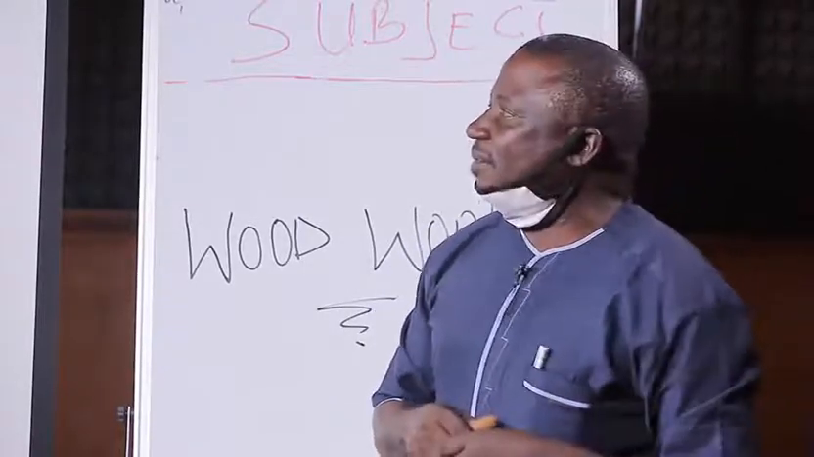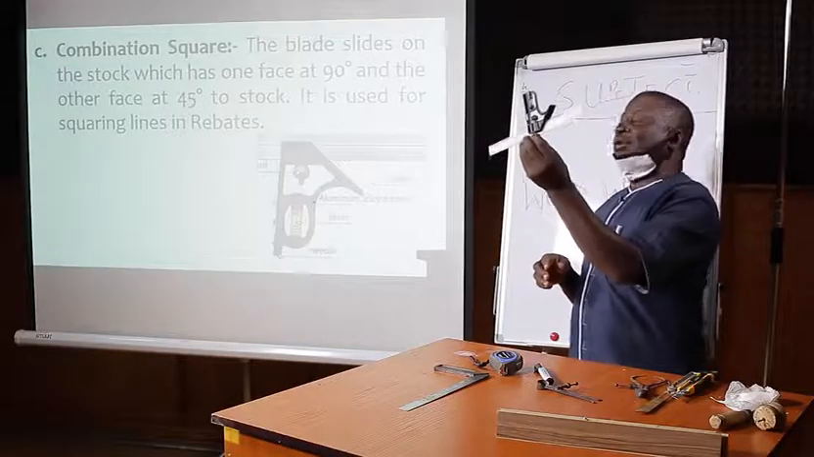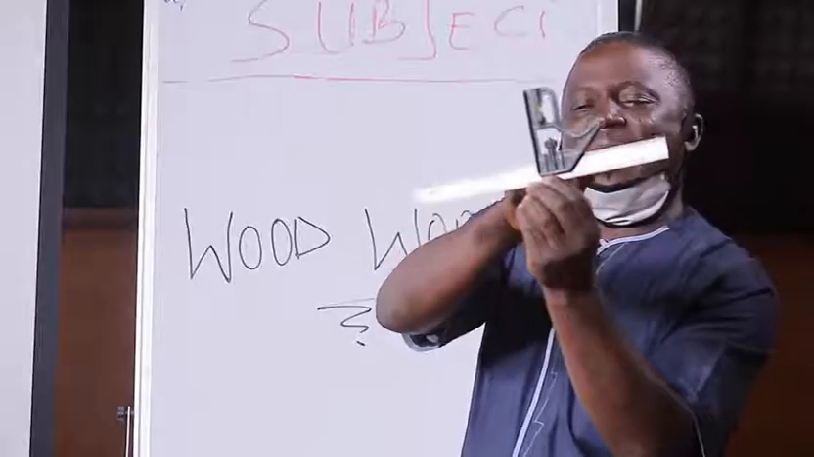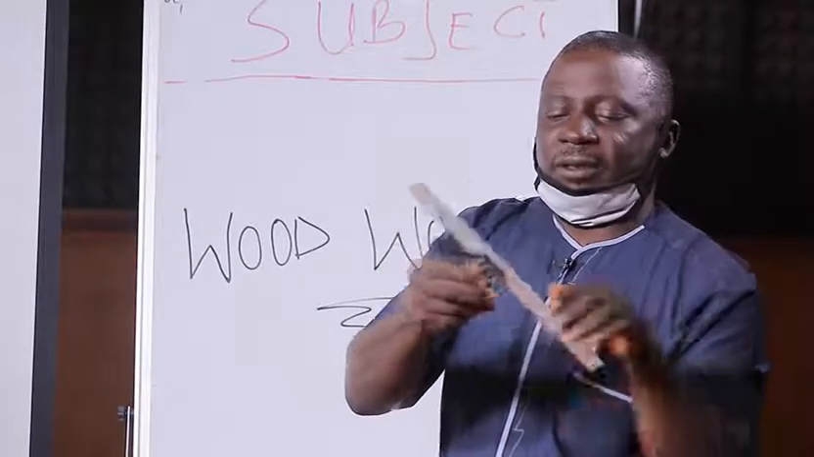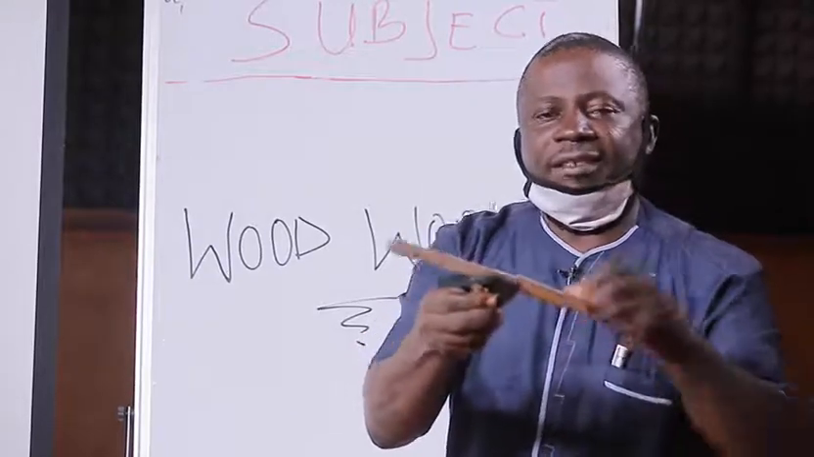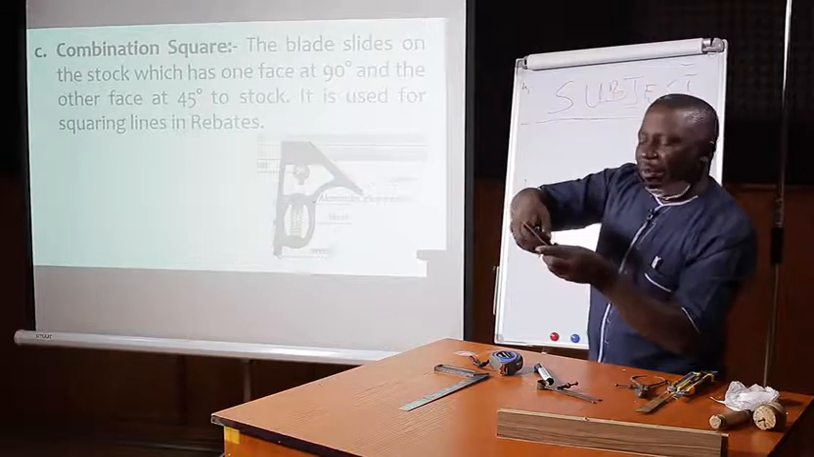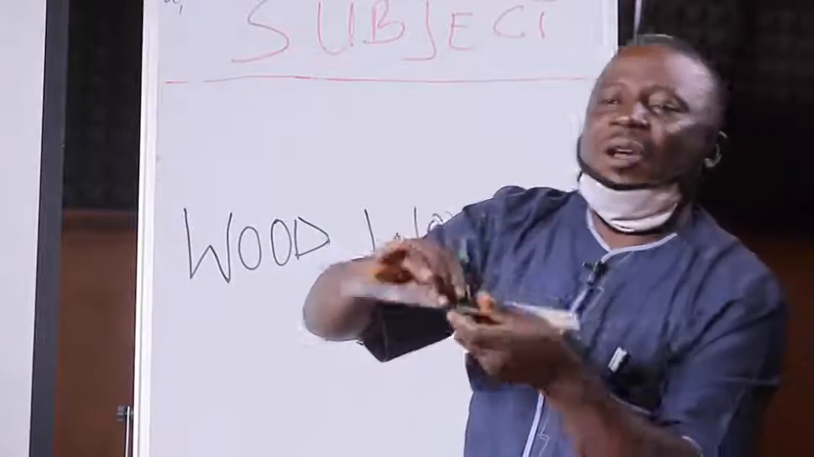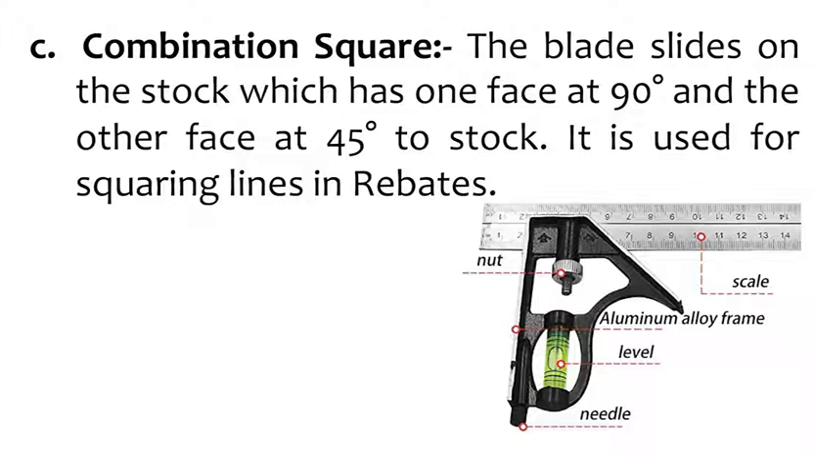Then we have the next, the combination square. Let me use this one, because we call it a combination. It carries the mitre and the square. In the combination square, the blade slides on the stock. This is the stock, and this is the blade. The blade slides on the stock, which has one face at 90 degrees and the other face at 45 degrees, like I have illustrated.